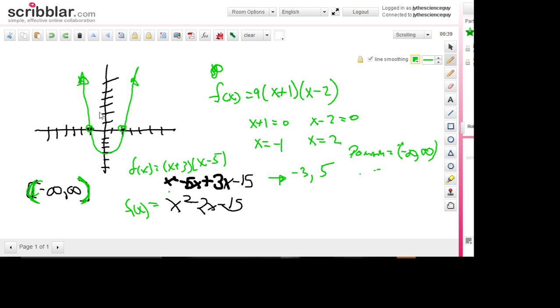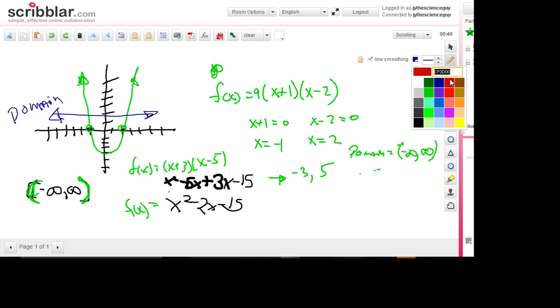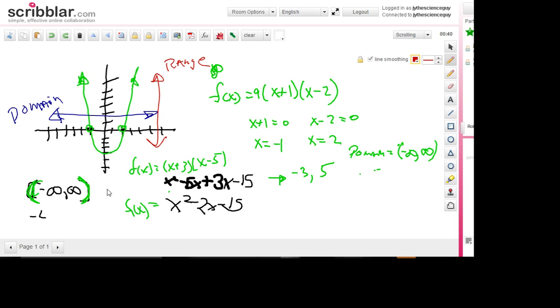Okay, cool. So that's looking at the function this direction, to the left and to the right. That's domain. So if I want to look at the function up and down, then that would be range. It will be -4 to infinity. Right.